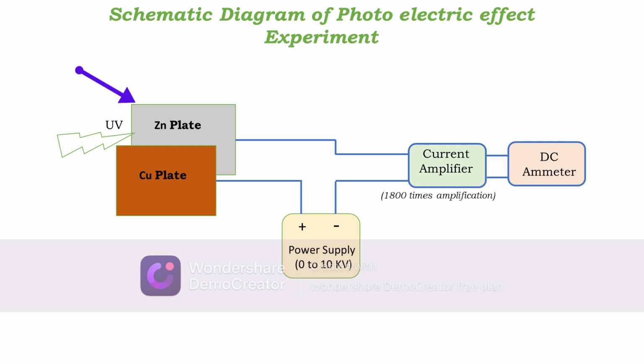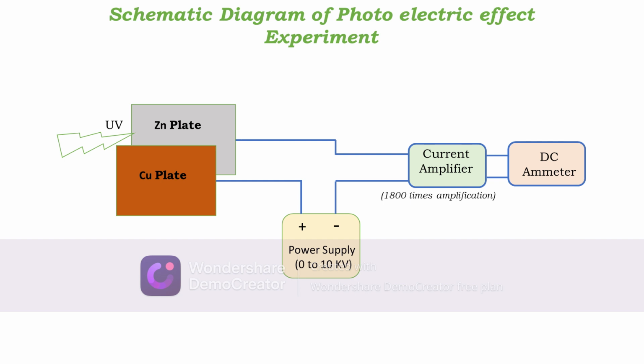This is a zinc plate and this one is a copper plate. Copper plate is given positive potential with respect to the zinc plate by a power supply. When electromagnetic wave with required wavelength is incident on the zinc plate, it emits photoelectrons. These photoelectrons are collected by the copper plate and will constitute a current.